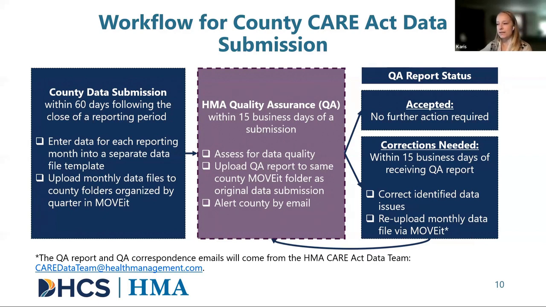For monthly data files with the status of corrections needed, counties have 15 business days to correct the data issue and resubmit those monthly data files via MOVEit file transfer application. We will discuss the process for resubmissions in this session. The HMA data team will then restart the quality assurance process summarized in the purple box again. For the monthly data files with the status of accepted, no further action will be required. Our data team will help with any data issues.